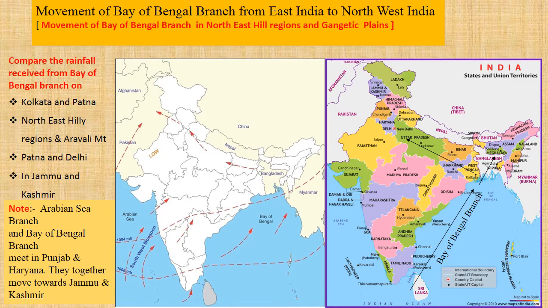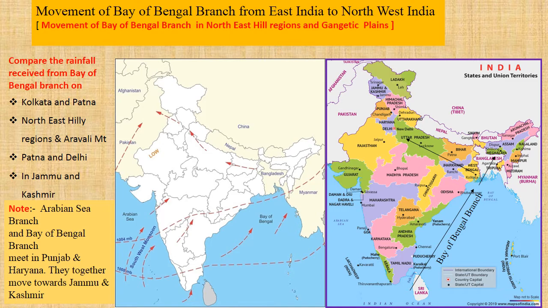Now let's go to the questions. Compare the rainfall received from Bay of Bengal branch on Kolkata and Patna. Just now I have explained you. The second point is Northeast Hilly region and Aravalli mountain. Now if we compare Northeast Hilly region, the Bay of Bengal branch gives heavy rainfall as it's all hilly area and this hilly area blocks this branch. Whereas Aravalli is also mountain, but by the time this branch reaches Aravalli, it loses moisture. So Northeast Hilly region will receive more rainfall compared to Aravalli.